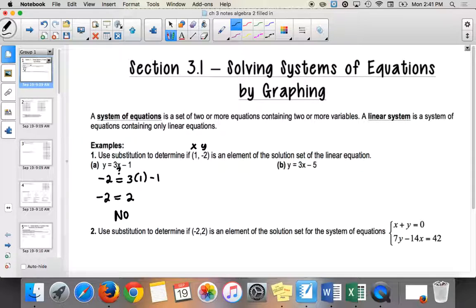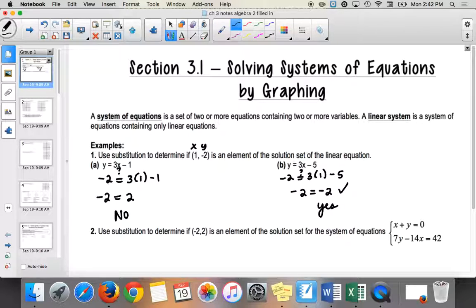It wouldn't be one of the t-table values. All right, so if we tried the other one, we have negative 2, and we want to see if that's equal to 3 times 1 minus 5. That one does work. We have 3 minus 5, which is negative 2. So yes, this is a point on the line. If something is going to be the solution of a system of more than one equation, it has to work in every single line.